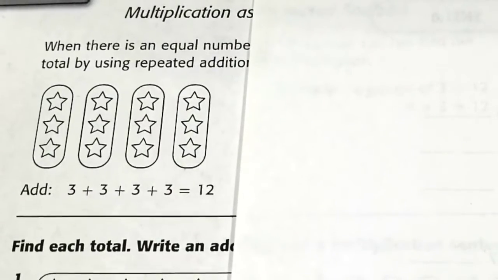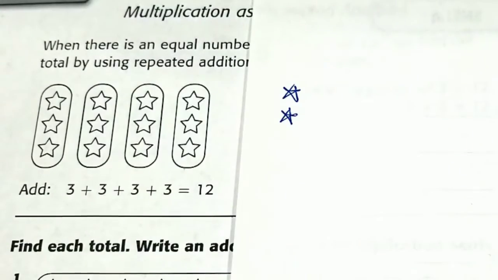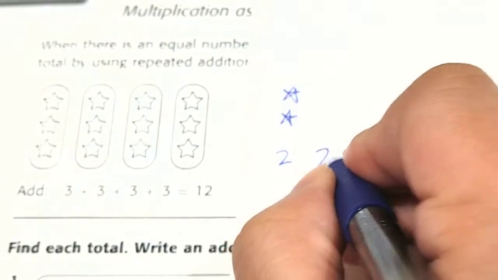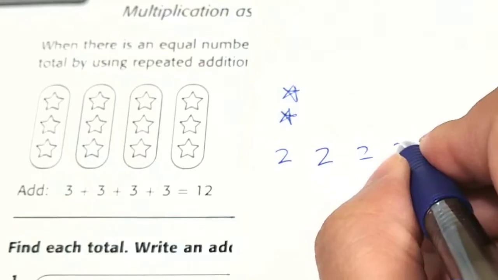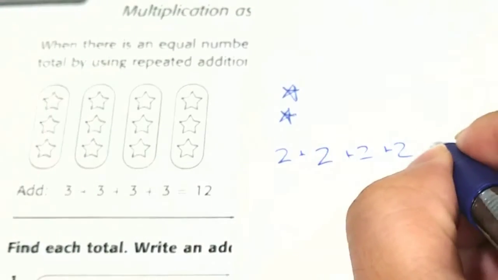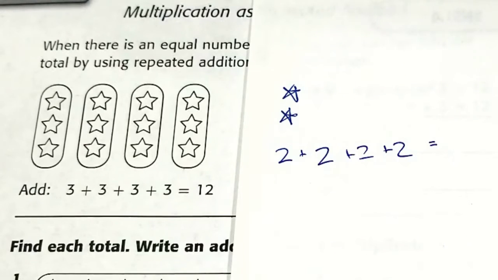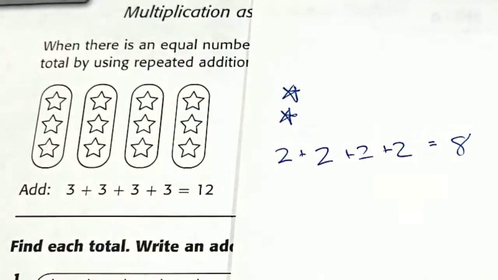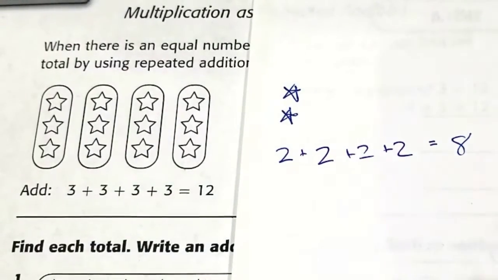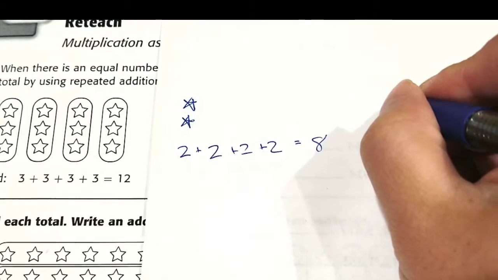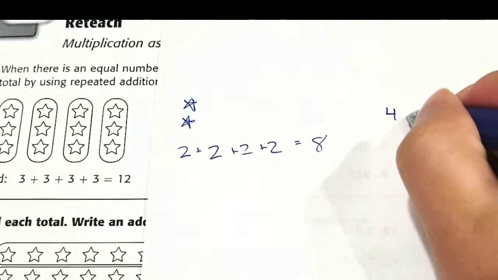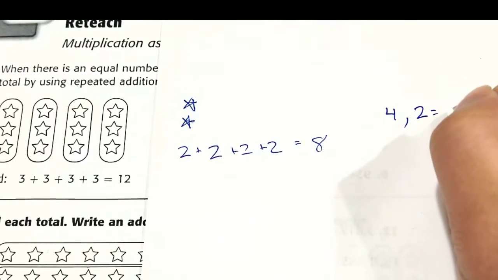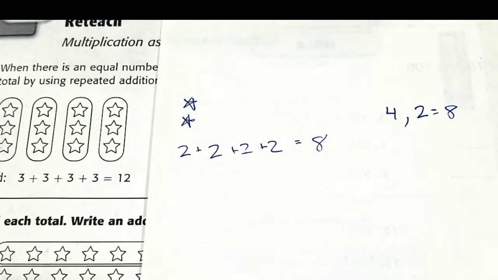Now you can also do this in groups of 2. Let's say you have 2 stars in one group, and we have another 2, and another 2, and another 2. If we have 4 groups of 2s, how many stars do we have? That would be 8 stars. So 2 plus 2 plus 2 plus 2 will come out to be 8 stars. So if we have 4 groups and each group has 2 stars, we will have a total of 8 stars.